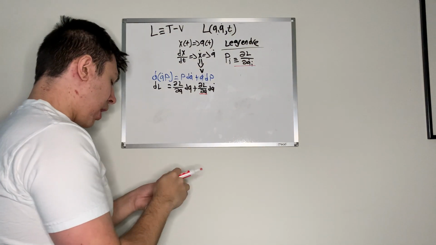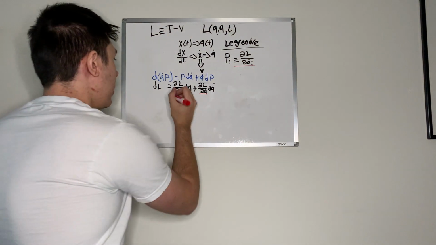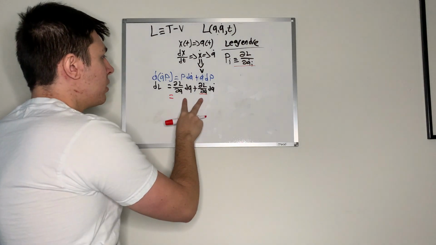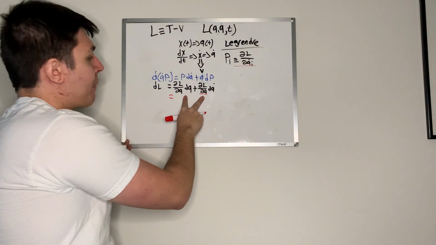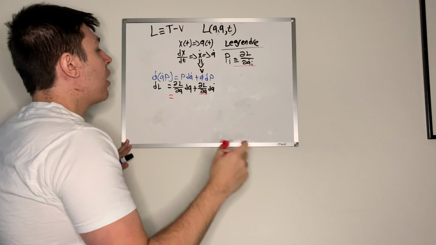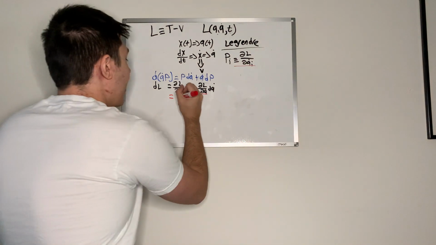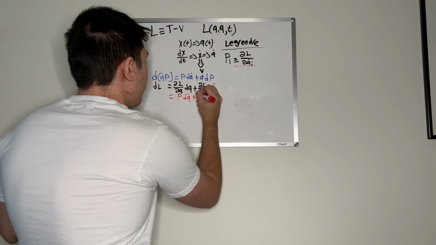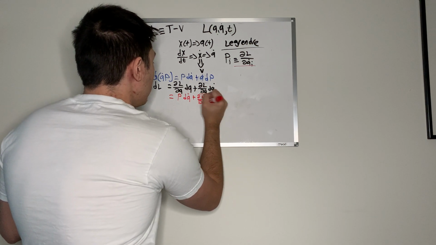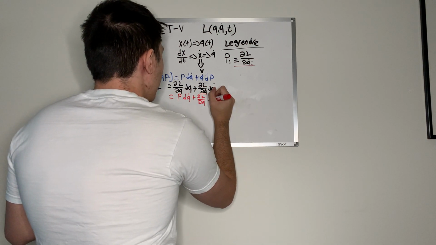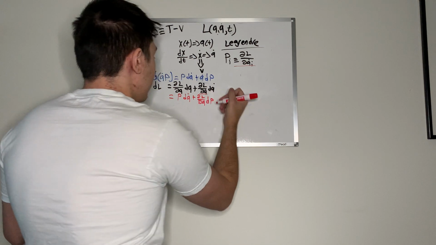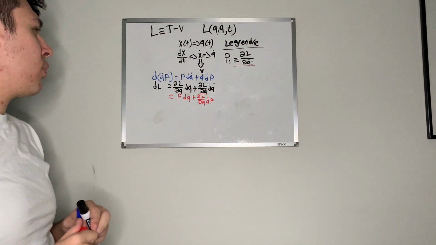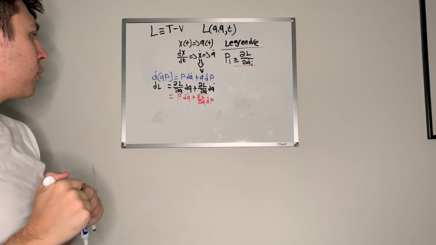Right? So I'm going to rewrite this. And since it's an addition, maybe see where we're going with this. Because of addition, it doesn't matter which order I write it in. So I'm going to switch the positions of these two. So I'm going to get this as p dq dot plus partial L partial q dp. Okay, so let's see what we can do here, right?